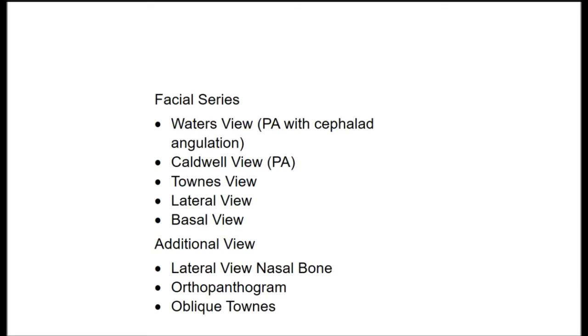So the first thing is just to go over a list of the different types of exams that are out there that we may be potentially using. You can see on here we have the Waters view, the Caldwell view, the Townes view, and the lateral view. Those are the ones that everybody's pretty familiar with, but also we want to make sure we know how to do the basal view as well as have a nasal bone view and the orthopantomogram, and potentially an oblique Townes view could be helpful as well.